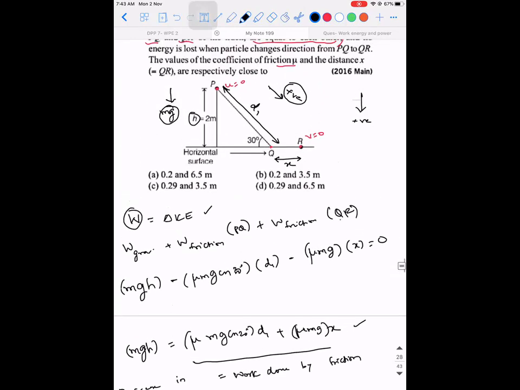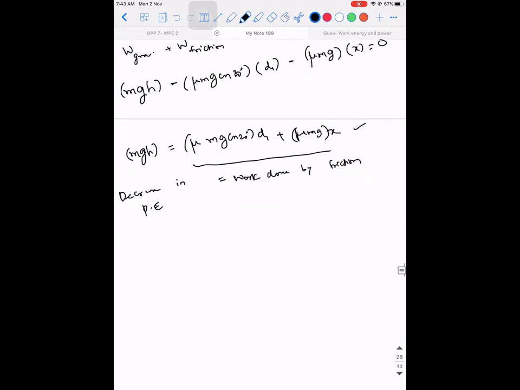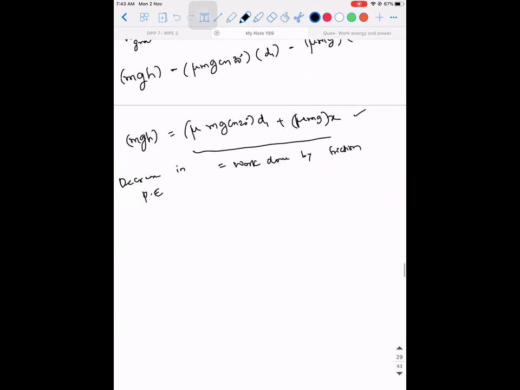So this is from the work energy theorem. But what did they ask? What can you understand from the hint? The energies lost by the ball over the parts PQ and QR of the track are equal. So what is the energy lost in the part PQ? Energy is lost in the part PQ due to whom? We need to raise that question. Who is making the ball lose energy?